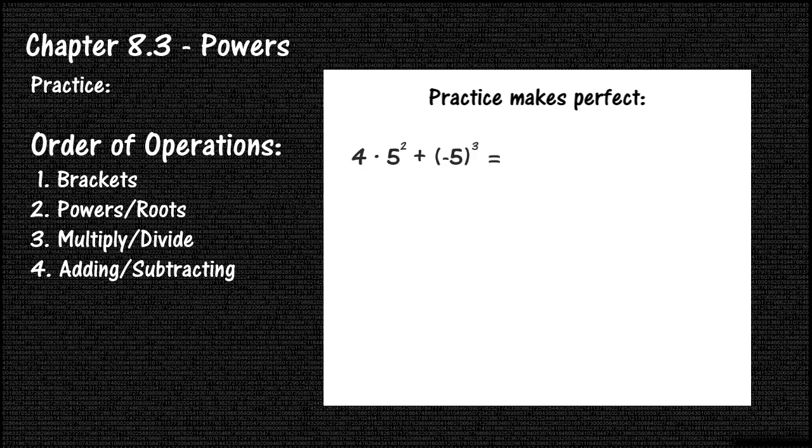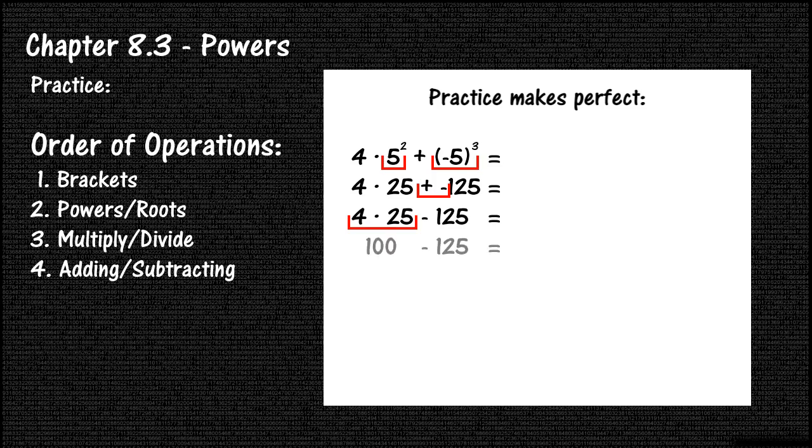Second question, 4 times 5 to the power of 2 plus (minus 5) to the power of 3. Get set, ready, solve. First the powers. I receive 25 and minus 125. We quickly switch out the double symbols to receive 4 times 25 minus 125. 4 times 25 is equal to 100, and 100 minus 125 is minus 25.